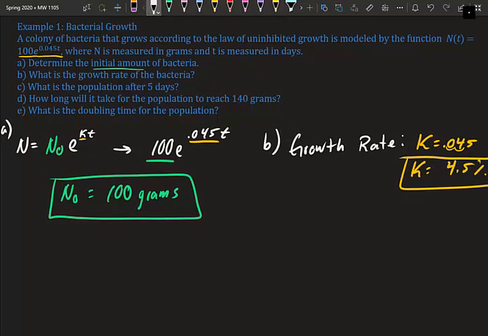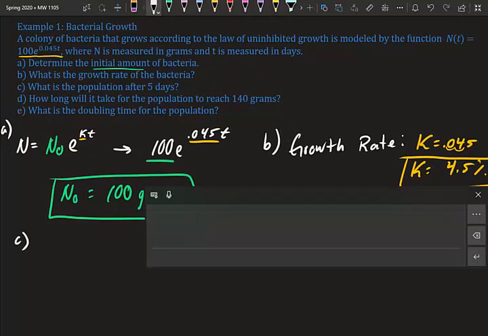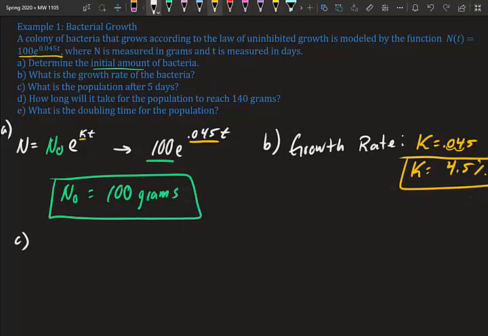Alright, part C. What is the population after 5 days? So we're asking about what is the population after some amount of time. So we're actually given t, which is 5. So all we have to do is just plug it in. We have 100 times e to the power of 0.045 t, which is time, and that's 5 days. And we plug this into our calculator. So I'll actually show you how to plug this into your calculator.